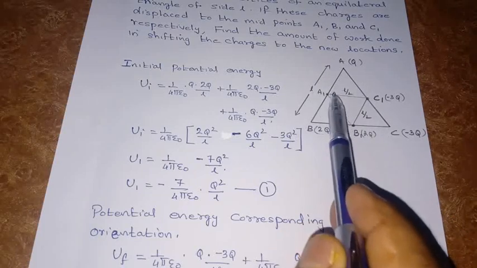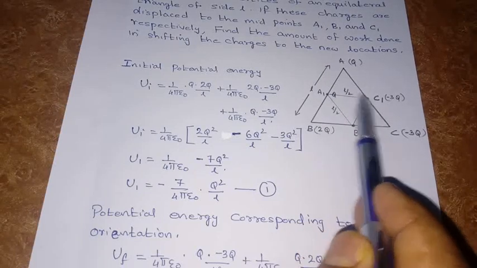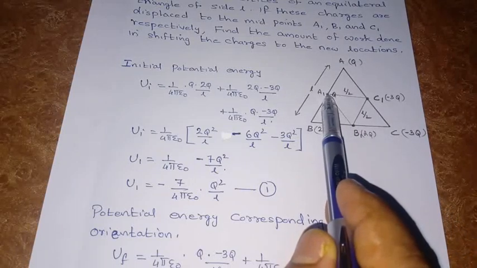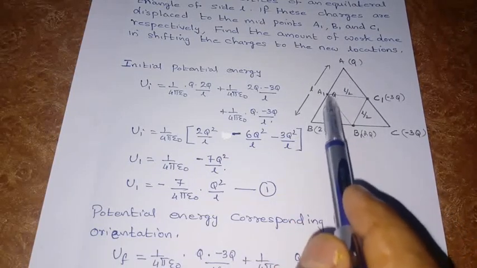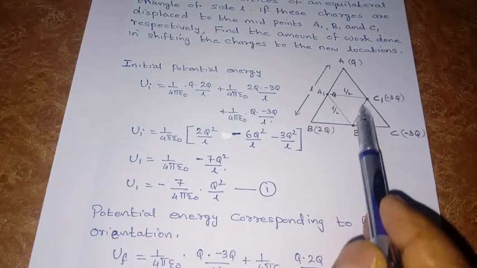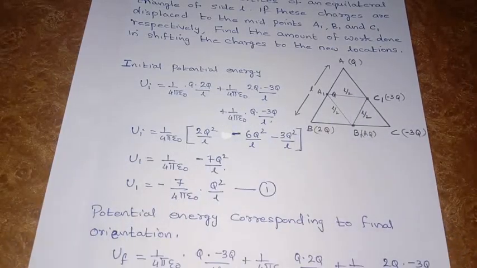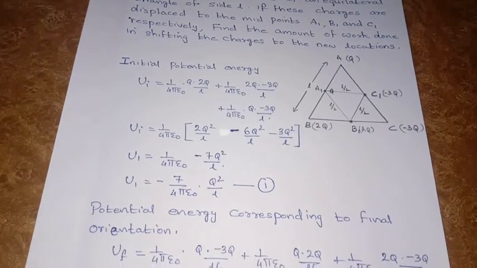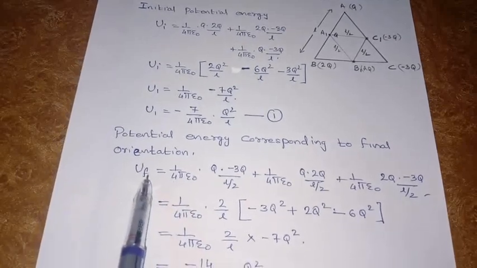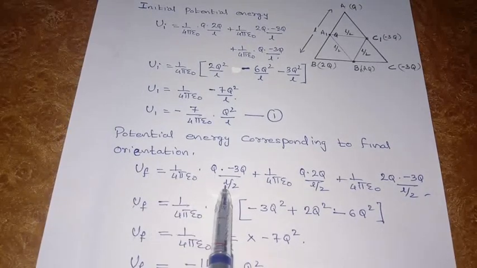So the distance between the charges reduces to L by 2. You can see the symmetry helps us to find out that the distance between the charges is not L right now. The distance between the charges is reduced to L by 2. So we have to find out the final potential energy corresponding to this orientation. So the final potential energy is equal to the sum of potential energies of each pair.